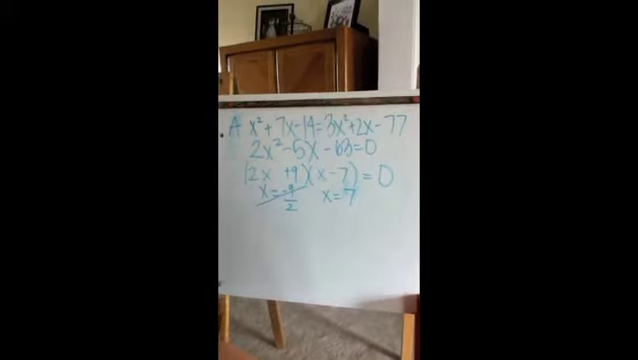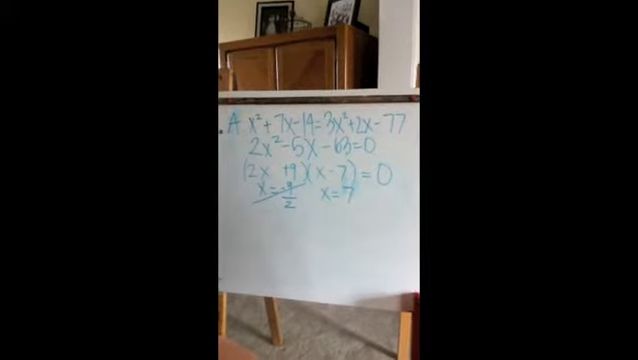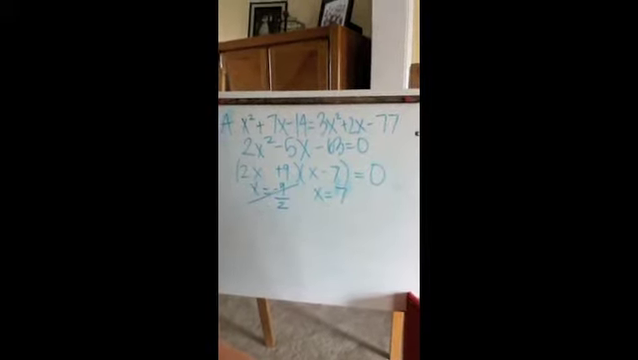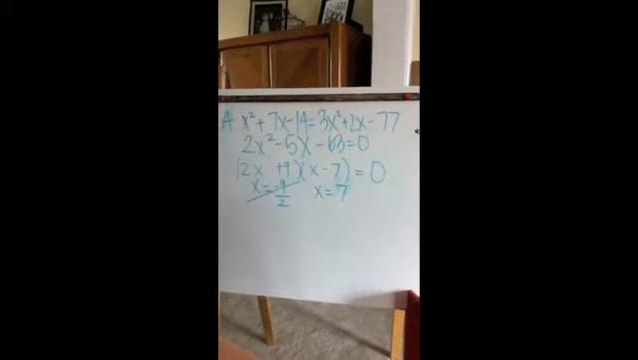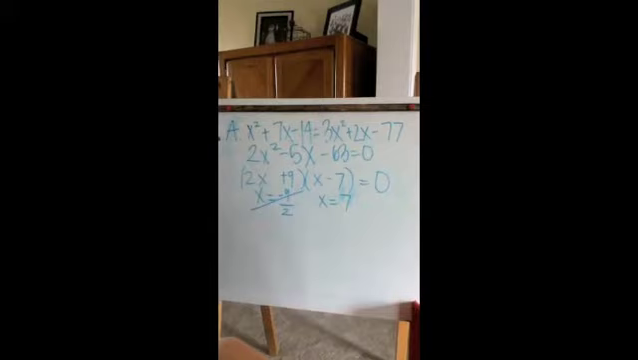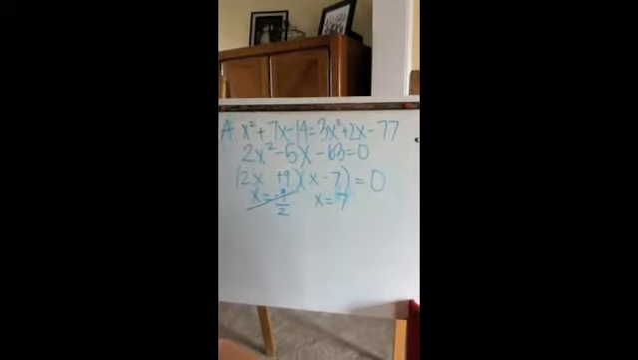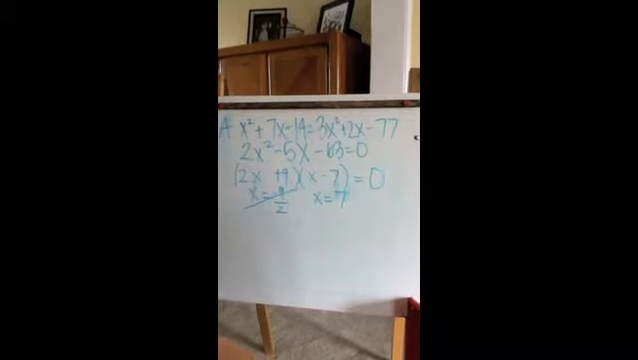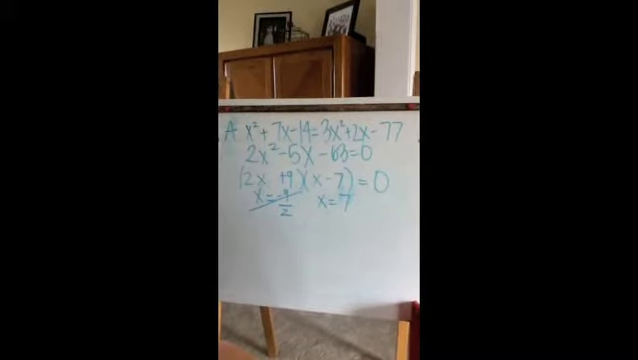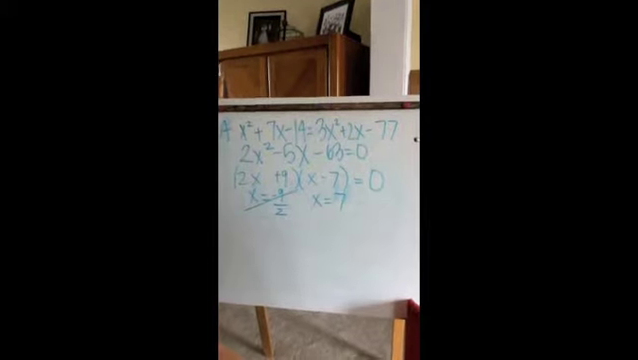For part B of challenge question A, you would set x squared plus 7x minus 14 equal to 3x squared plus 2x minus 77. You would simplify to get 2x squared minus 5x minus 63 equals 0. And you would factor that to get 2x plus 9 times x minus 7 equals 0. And get x equals -9 halves, which wouldn't work, and x equals 7.